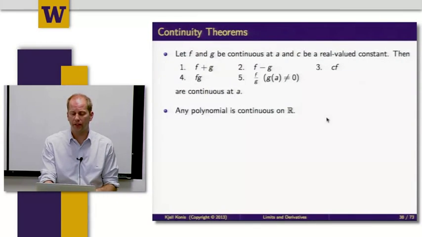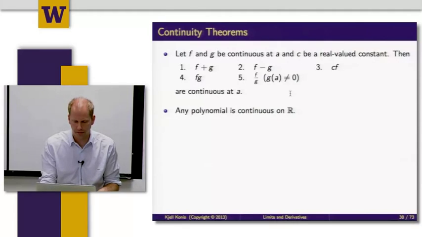Any polynomial, so one useful interval is R. That's all of the real numbers, so everything greater than negative infinity and everything less than positive infinity. So any polynomial is continuous on the real numbers.